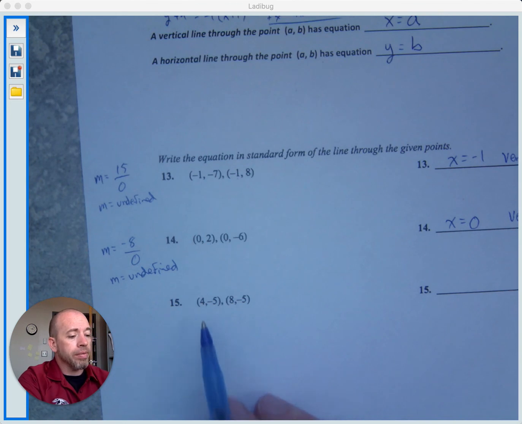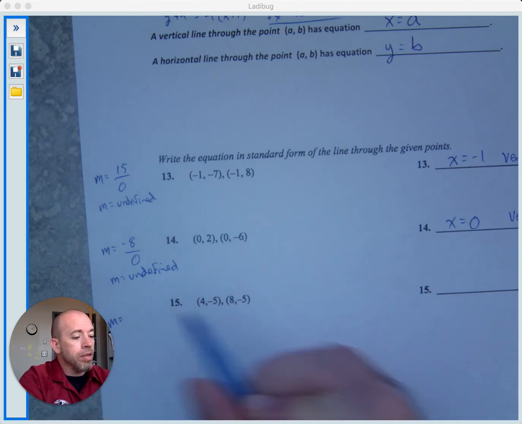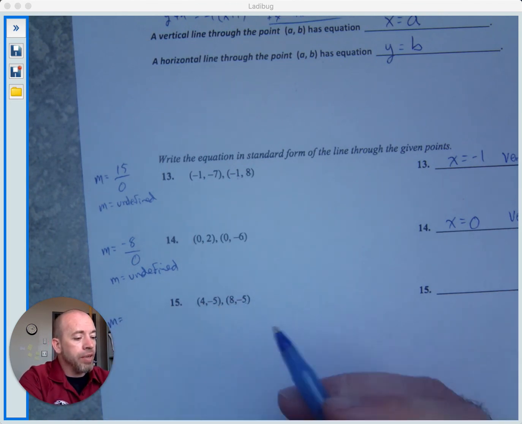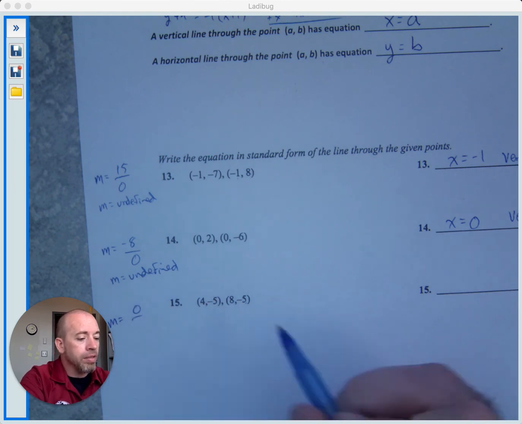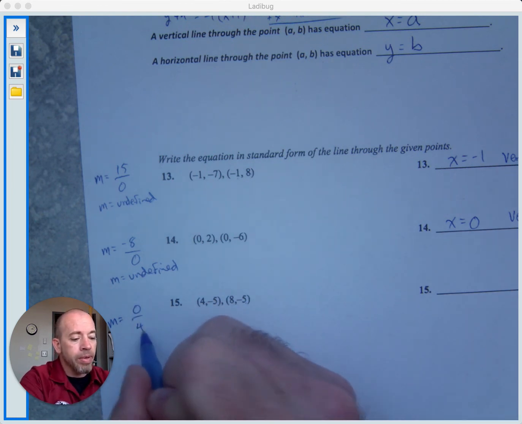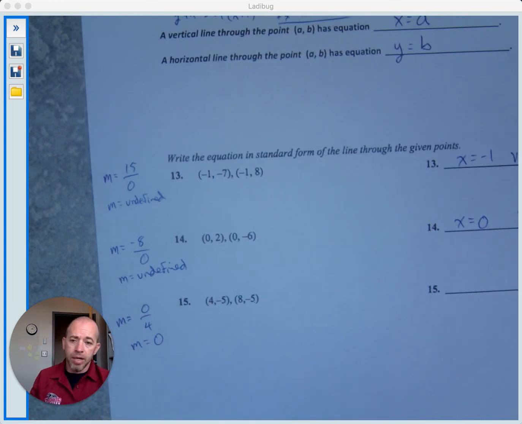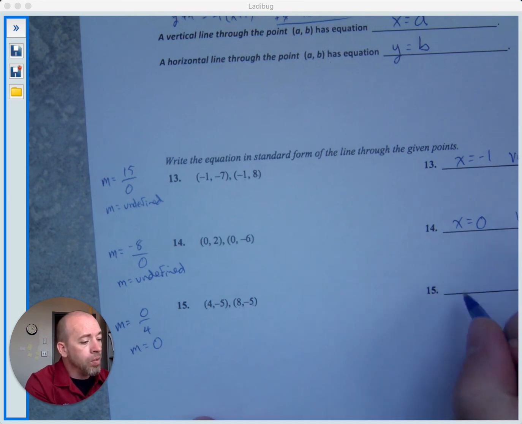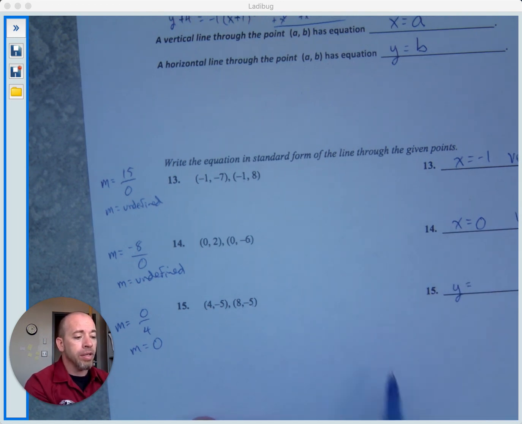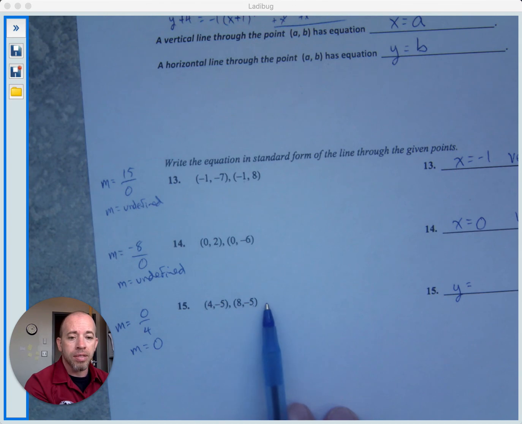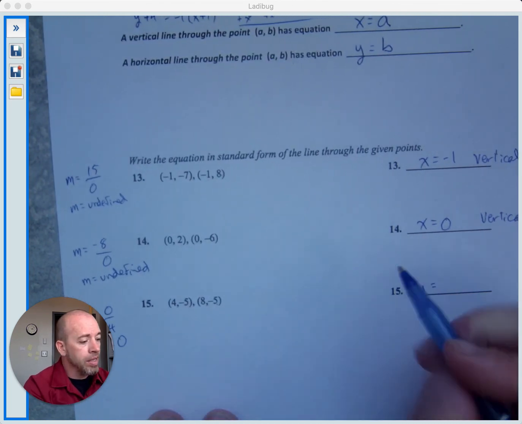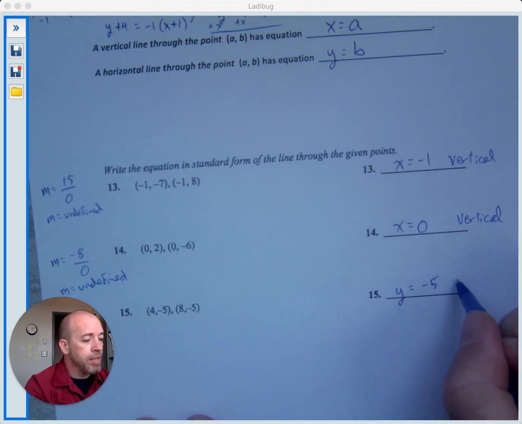All right, let's look at this one. Slope, let's see. Negative 5 minus negative 5. That's 0, right? Subtract the y's. 8 minus 4 is 4. 0 divided by 4, well, that's 0. Here, the slope is 0. It's not undefined, but it is 0. What does that tell you about the line? Well, it should tell you the line is horizontal. A horizontal line has an equation y equals whatever the y-coordinate is. Notice the y-coordinate is the same in both of these. It's negative 5. So y equals negative 5, which happens to be a horizontal line.